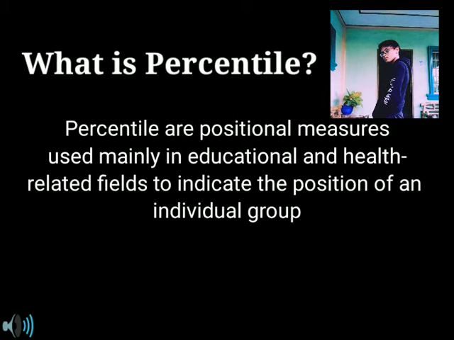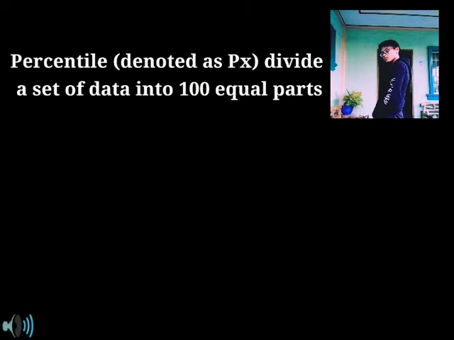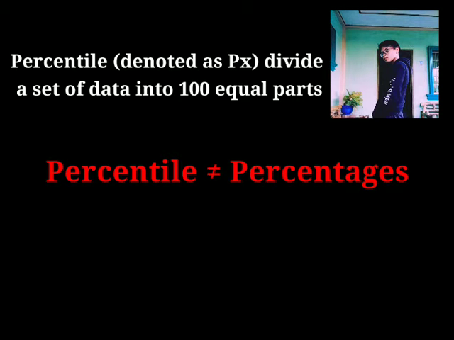Percentiles are positional measures used mainly in educational and health-related fields to indicate the position of an individual in a group. For example, graphs and tables show the percentiles for various measures such as test scores, height, or weight. Percentiles, denoted as P of X, divide a set of data into 100 equal parts. They are used as positional measures to indicate the percent of the data set that has a value less than a specified value. Always remember that percentiles are not the same as percentages.